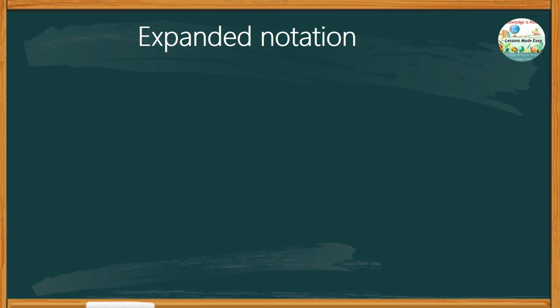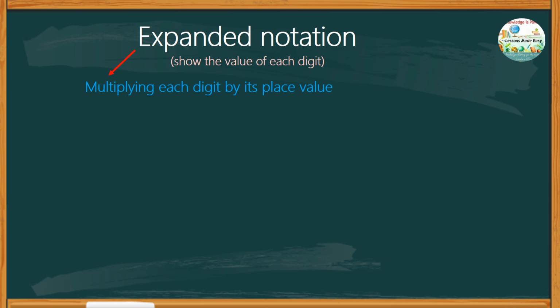What do you understand by expanded notation? Well, it only means writing a number to show the value of each digit. In other words, we could do this by multiplying each digit by its place value. But before we do expanded notation with decimal numbers, it is best to try expanding whole numbers first.